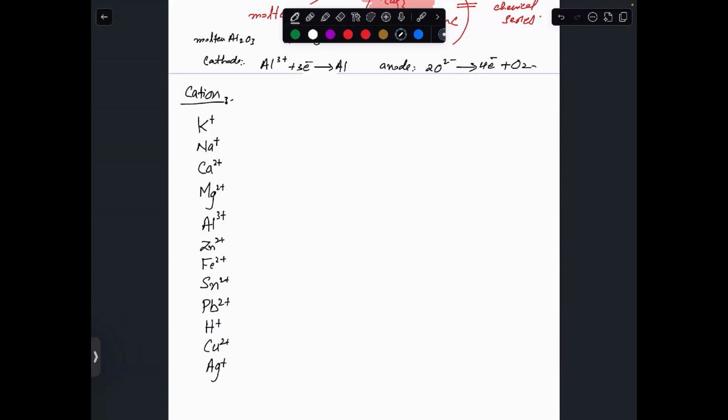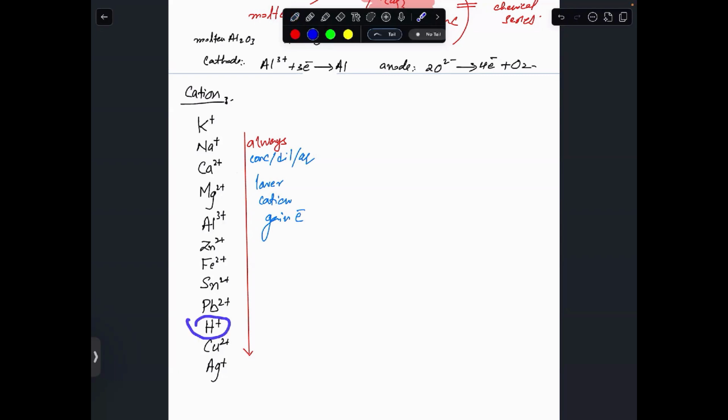In cations, always, whether concentrated, dilute, aqueous, whatever is written, the lower cation gains electron. So if there is H plus and tin, which one is going to gain electron? H plus and zinc, H plus and copper. Always the lower cation will gain electron.